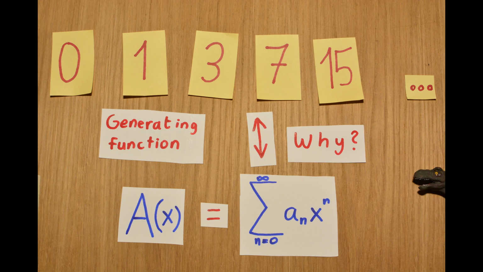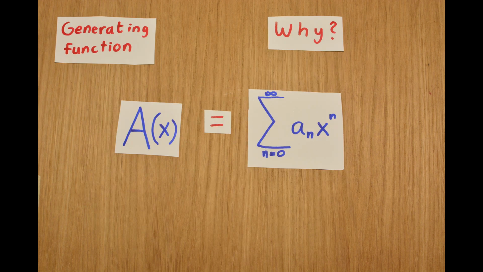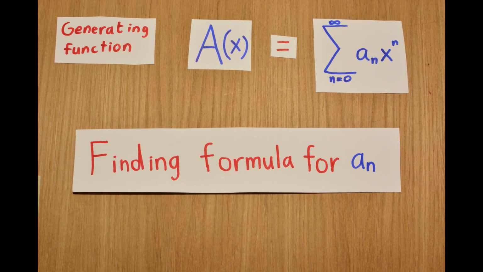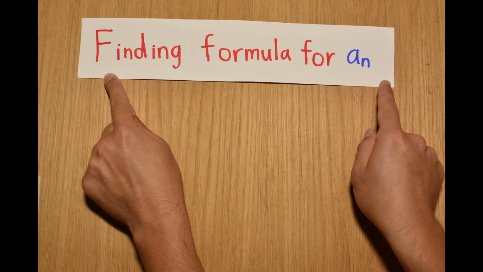So why would somebody do that? Why complicate our sequence so much? Turns out the generating functions have many uses. Let's see how to use them to find the explicit formula for a sequence given by a recurrence.